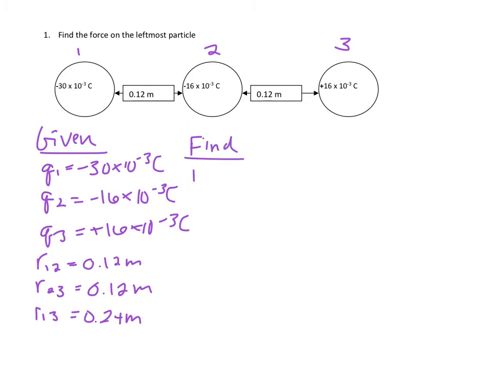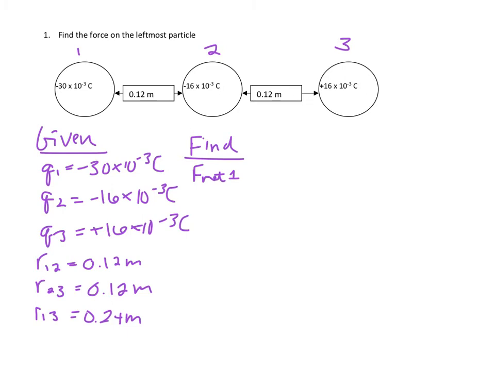We're looking for the force on the leftmost particle, so I'm going to call that F net 1 that we're looking for. Whenever dealing with net force, what you do want to do is draw the direction of the forces on each of the particles. So between 1 and 2, they're both negative, so that would be a repulsive force.